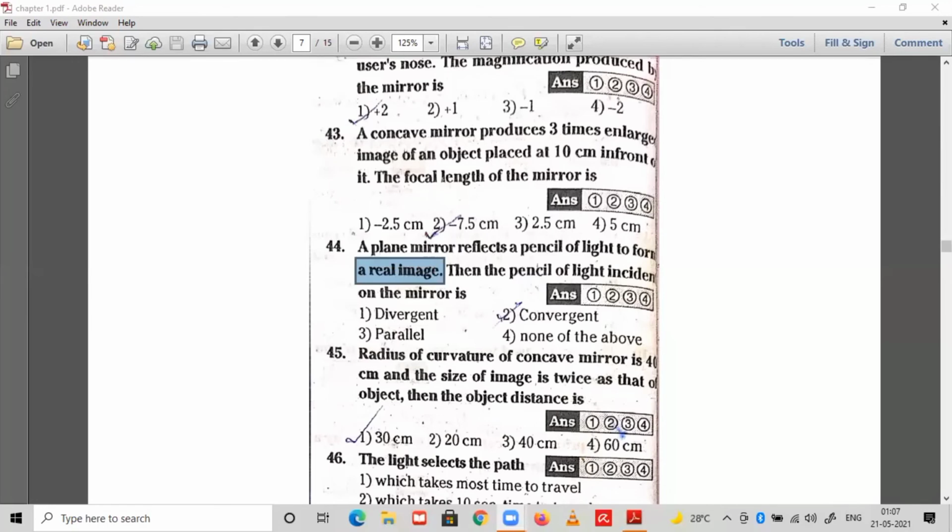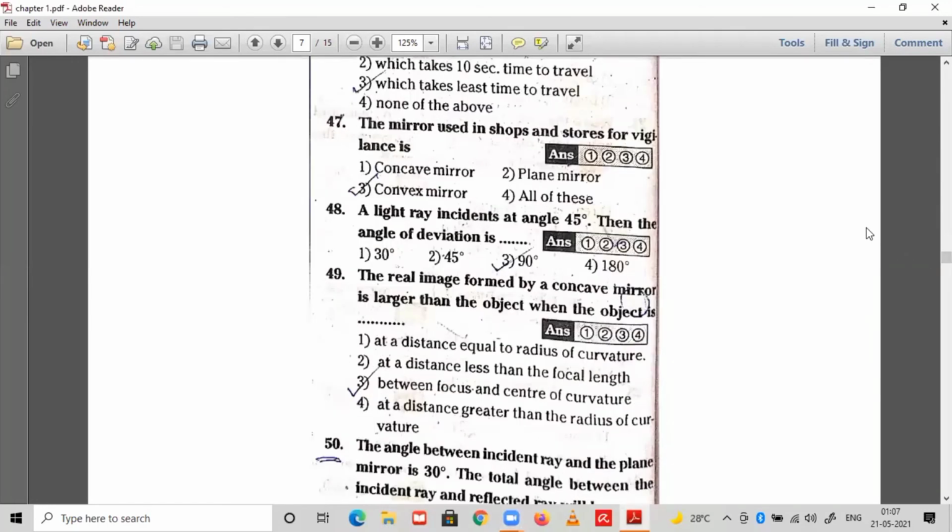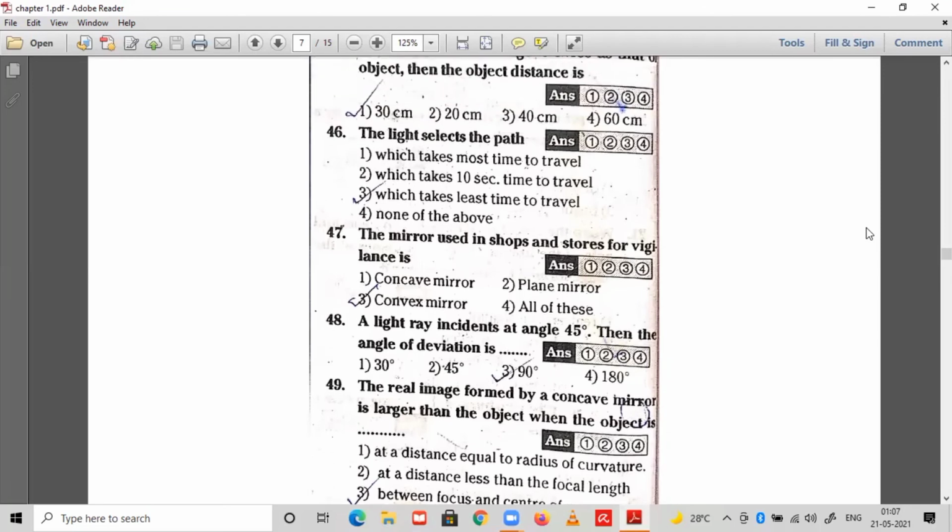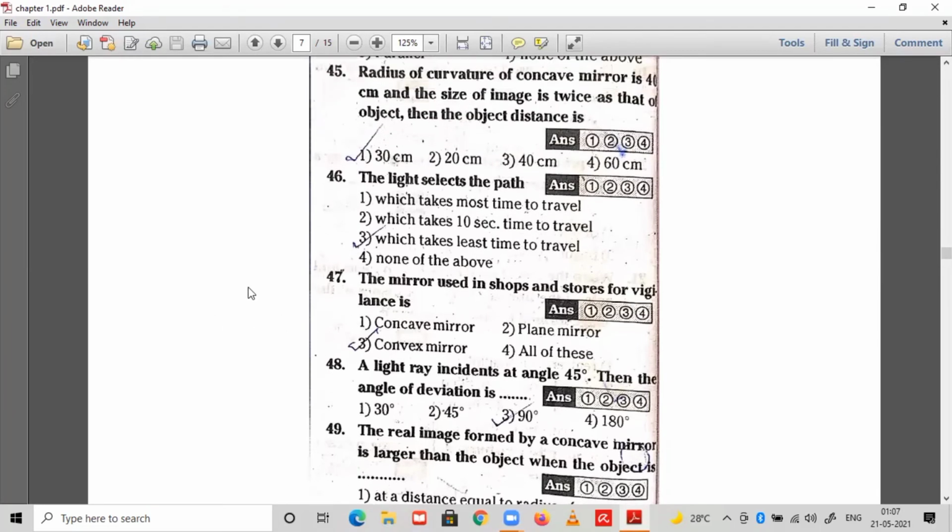The light selects the path. What is the question? The light selects the path. It is Fermat principle, which takes the least distance to travel. Option 3 is the correct option.